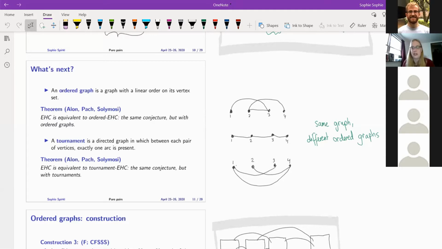And part of the reason we care about this is that the Erdős–Hajnal conjecture remains the same, in that if we can prove it in all graphs, or if we can prove it in ordered graphs, it follows for the other class. So maybe ordered graphs are what we should be looking at. And there's also a question about tournaments, but let me skip that.